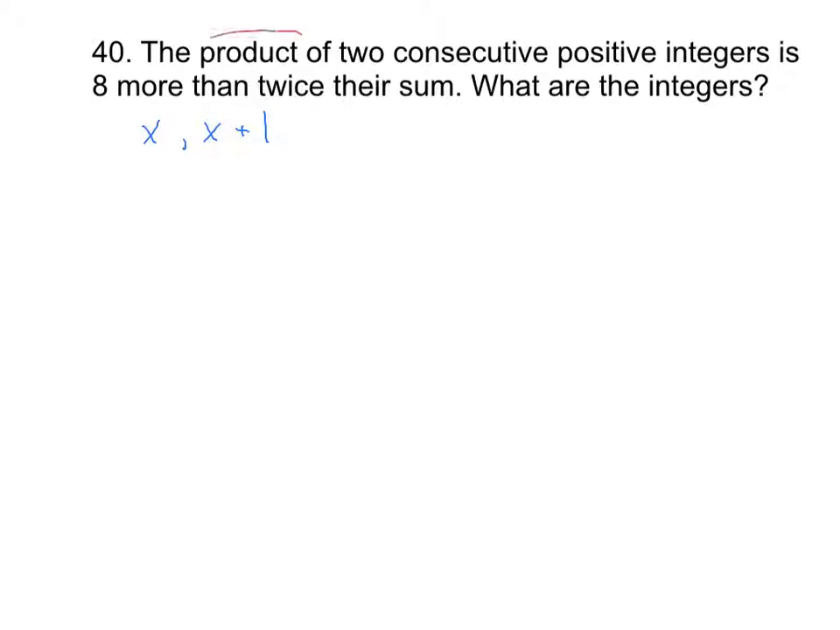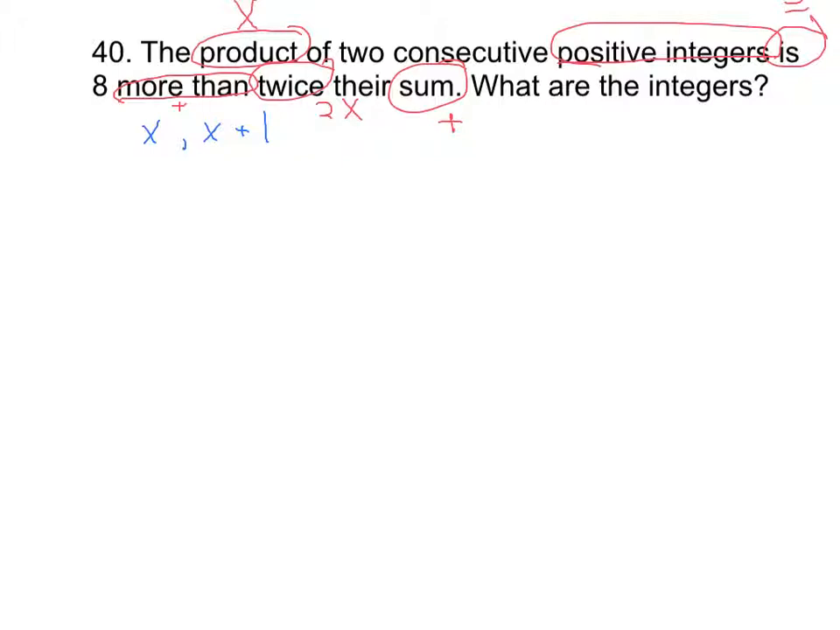Product means multiply. I'm going to put a times there, not to be confused with the x. Positive integers will be important later on. Is 8 more than, so more than means addition. Twice means 2 times. Their sum means addition. And is means equals.